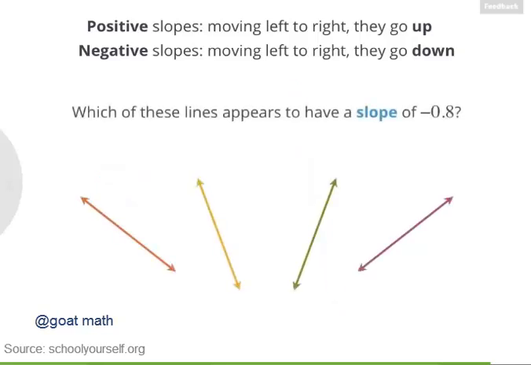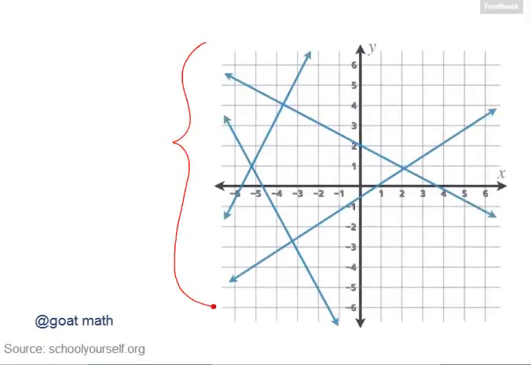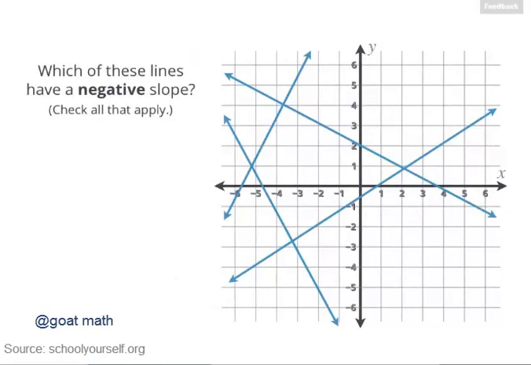So for your final challenge, take a look at these 4 lines here. Which one appears to have a slope of negative 0.8? To get started, take a look at these lines over here. Which of them have a negative slope? And to review negative slopes instead, click down here.